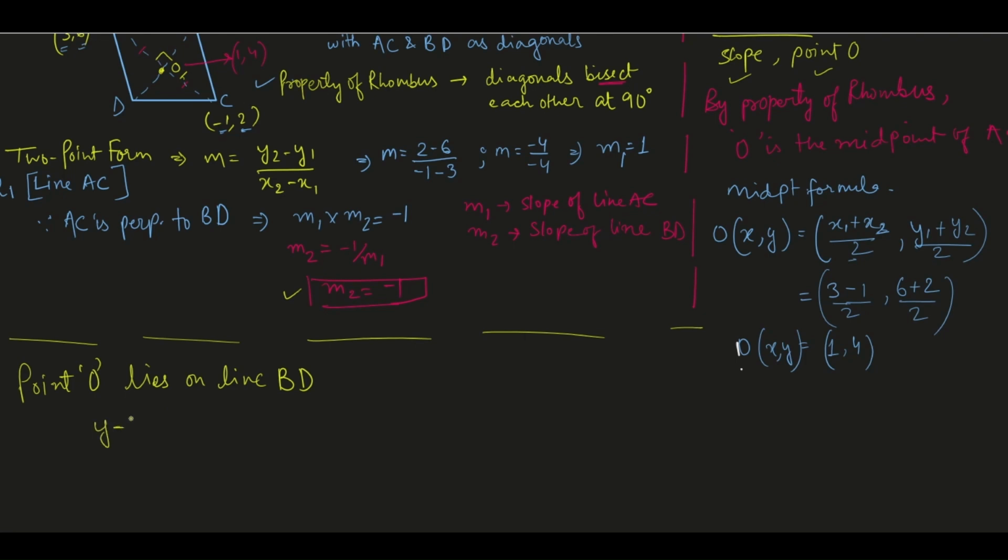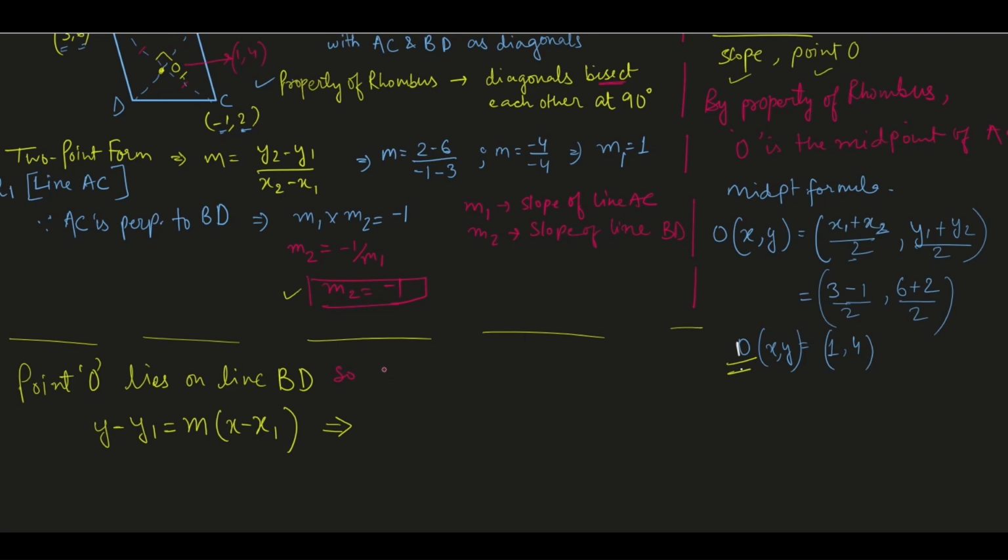The formula is y minus y1 is equal to m of x minus x1. Since point O lies on the line BD, therefore O satisfies the equation. I just forgot to mention that line here. That line is very important. Point O lies on line BD.